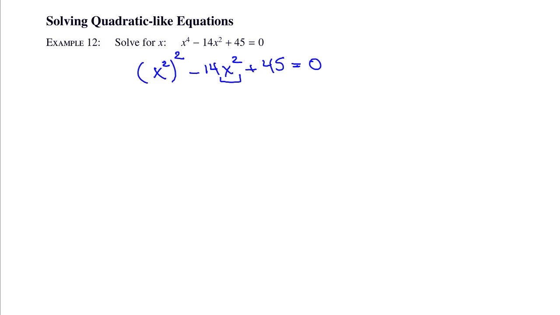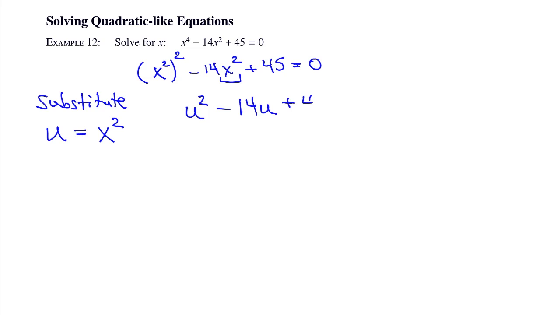So that's quadratic-like. And what we're going to do is use a method called substitution. Here we're going to substitute u in place of x squared. So now we're going to rewrite this equation with u in place of x squared. The first one is x squared squared, so that's going to become u squared. Minus 14, and then we have x squared. I'm going to replace that x squared with a u.